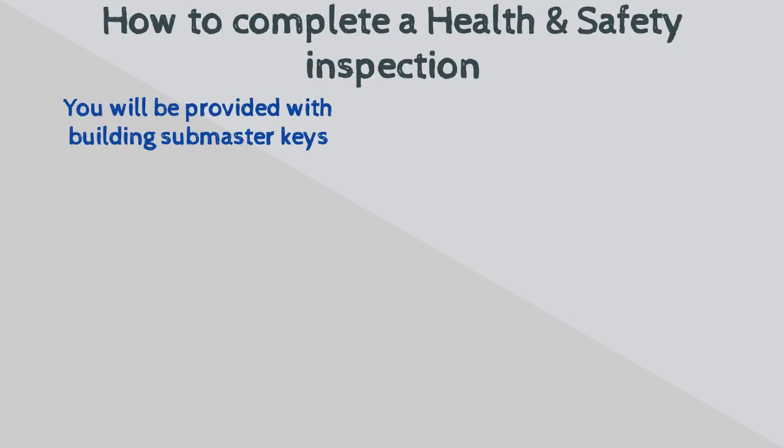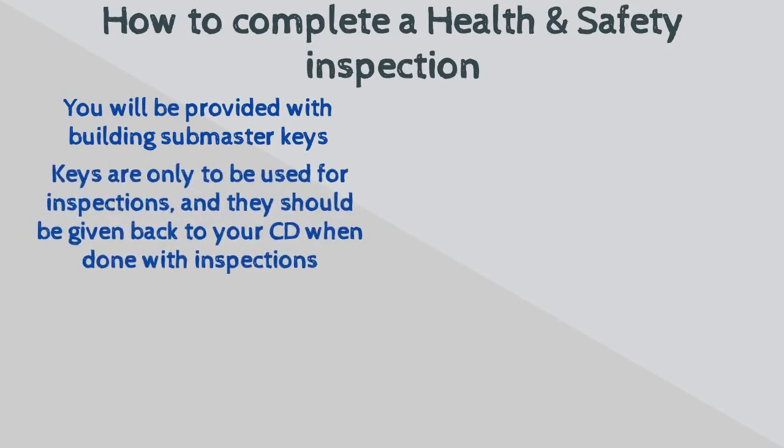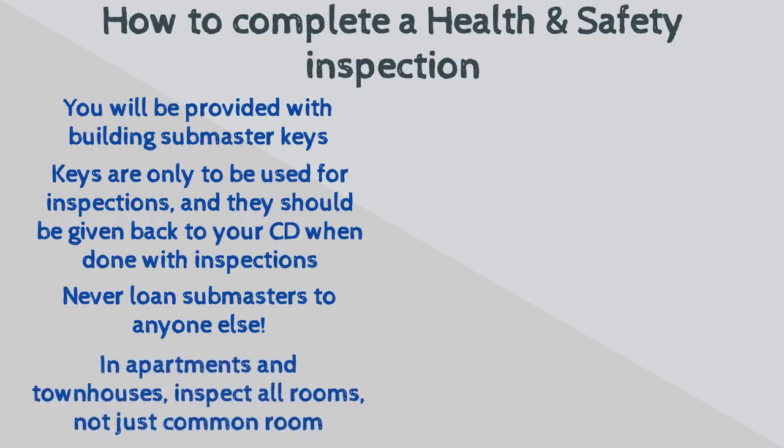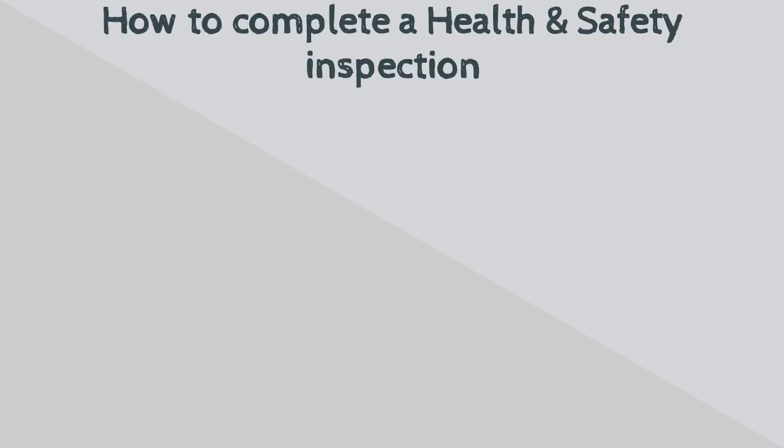You will get submaster keys from your supervisor to complete inspections. It's important that you only use the keys for inspections and that you return them to your supervisor once you are done with inspections. You should not loan the submasters out to anyone else. It's also important to note that for apartment and townhouses, you should inspect all of the rooms in the space, not just the common room.